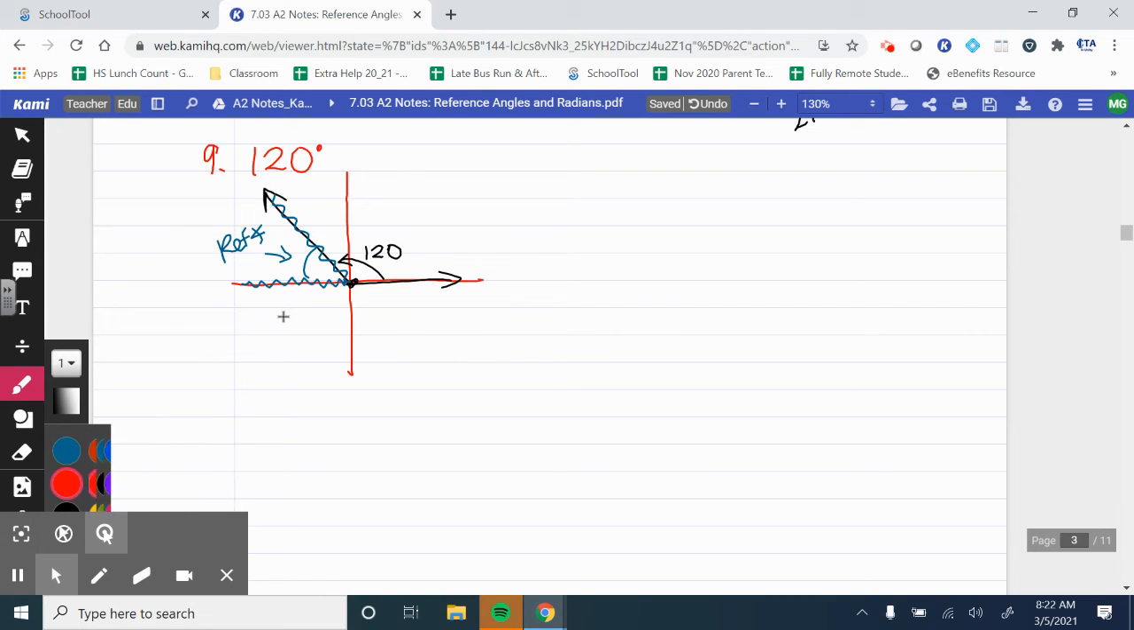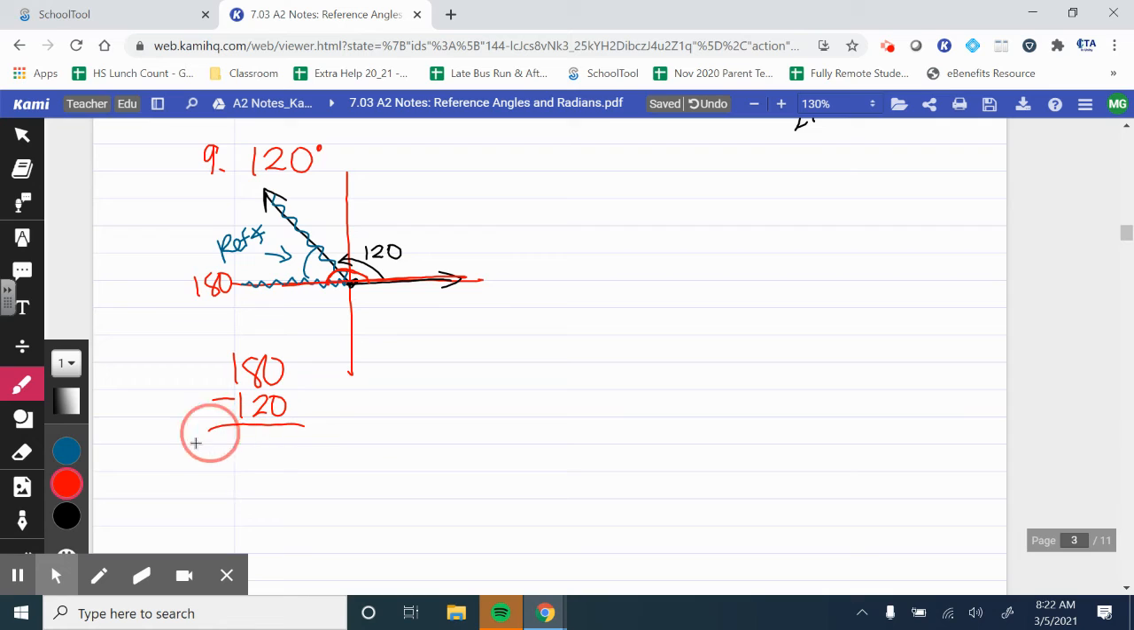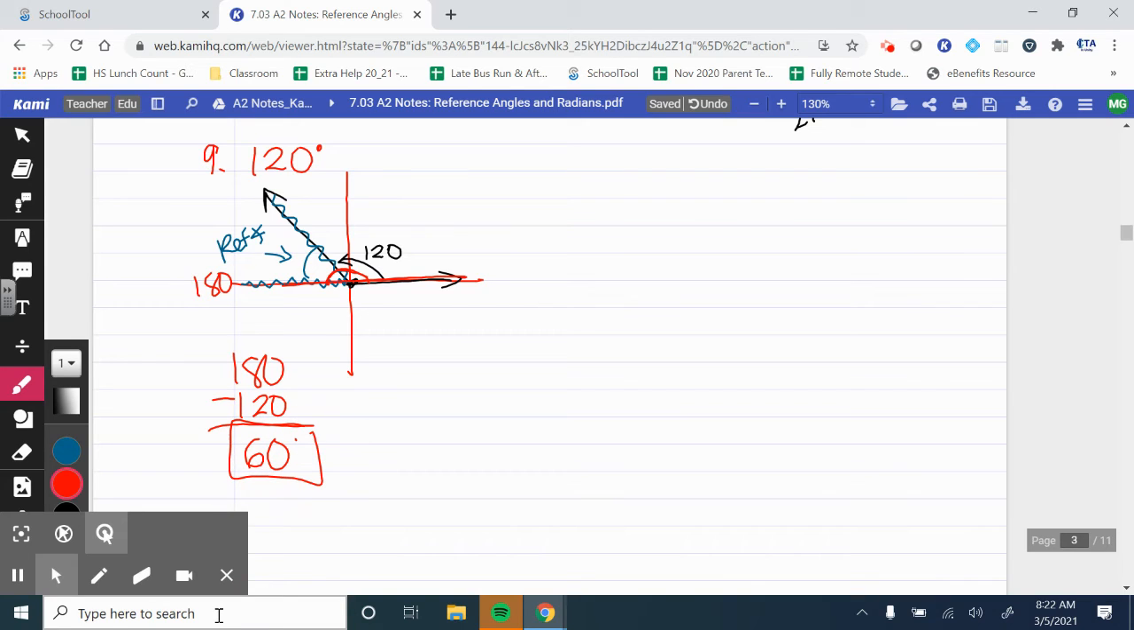Well, I know that the black angle is 120, and I know from here to here is 180 degrees. I only want the blue part. So how could I find it? Well, I can take 180 degrees, which is this whole straight line right here, subtract the black angle from that, and that would leave me with the blue angle. The blue angle plus the black angle add up to that full straight line red angle of 180 degrees. And again, that's a 60-degree reference angle.